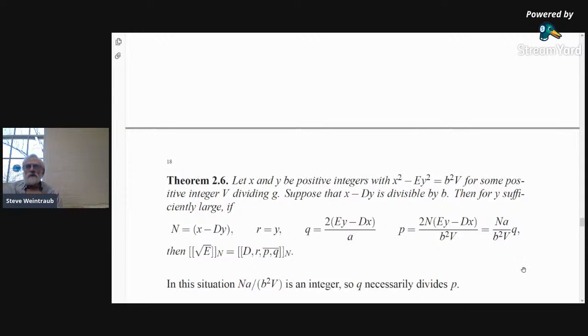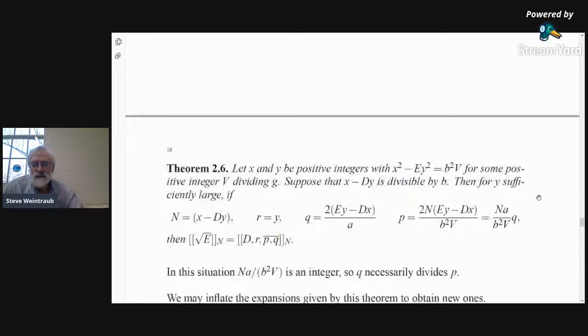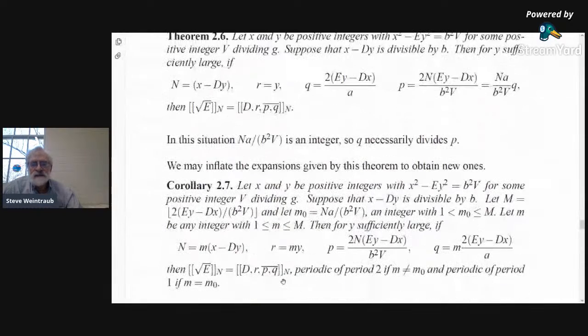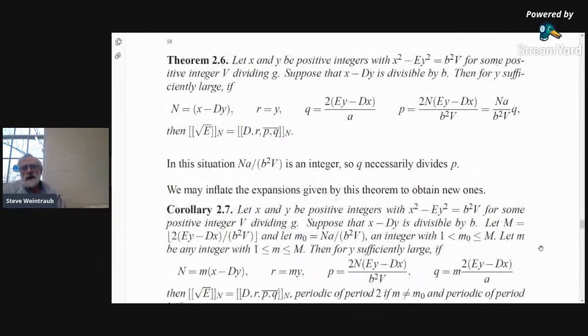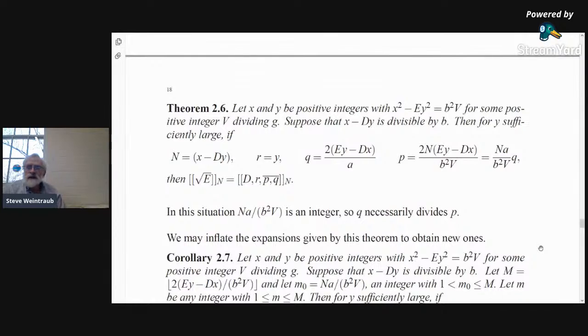Okay, so this is looking more promising, that we want x squared minus e y squared equals b squared times capital V. And I'll remark here that once I have something like this, I can do inflation. I can look at inflating by some factor of m to get really big values of n. Well, I'll just illustrate this later. So really, we're not so much interested in the inflation case, we're really interested in the base cases.